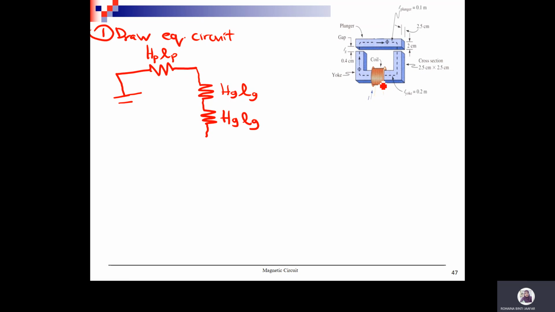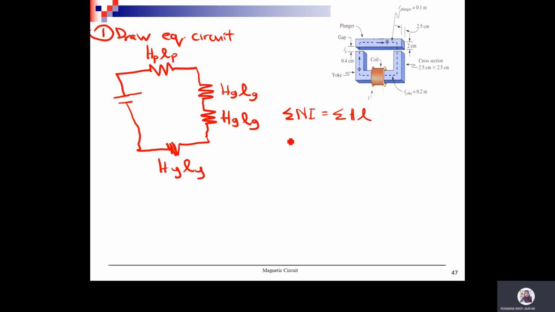And then the next material is your yoke. So you have to draw one more resistor for H yoke and L yoke. So this is your complete equivalent circuit of your magnetic circuit. And then from this, you can formulate your Ampere circuit law: total of Ni equal to total of HL.